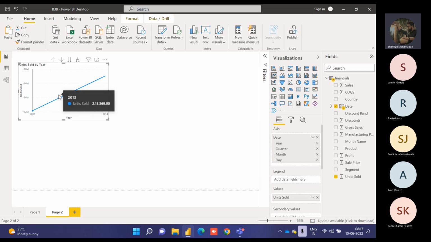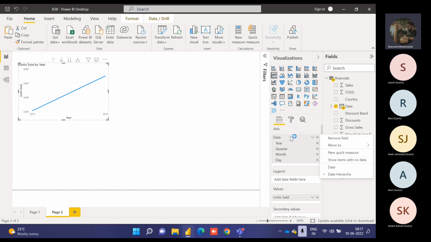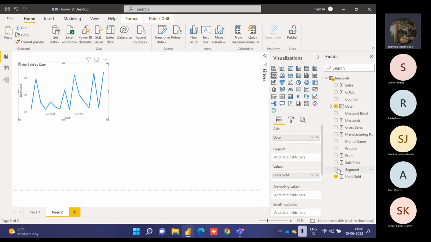So you need to configure. If you need the complete dates, you can simply go ahead here, right click on this and say date. Whatever the field name would be, it would appear here. And the last option would be date hierarchy. So you can select between the two as you need. If I need the normal dates, I can just select this date, and I will get the results here.